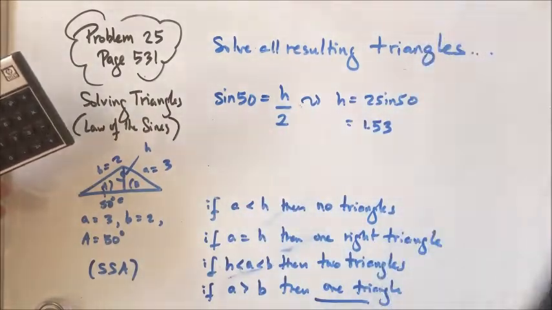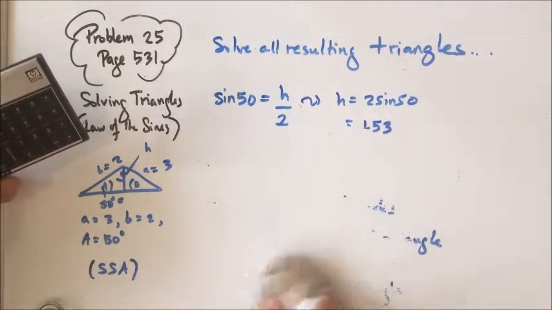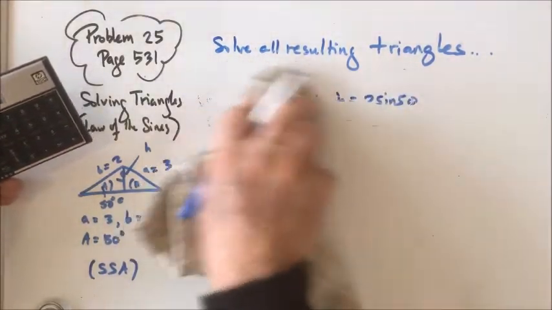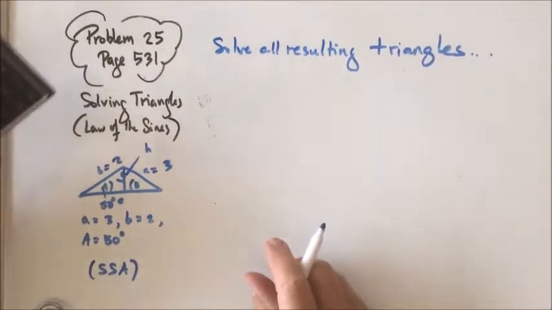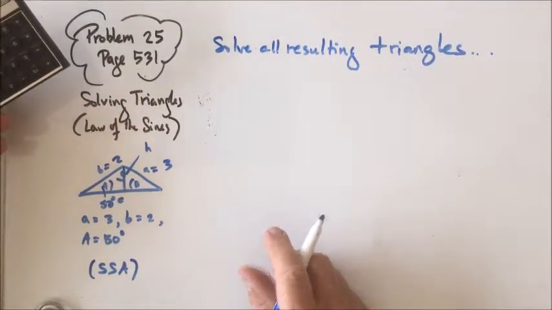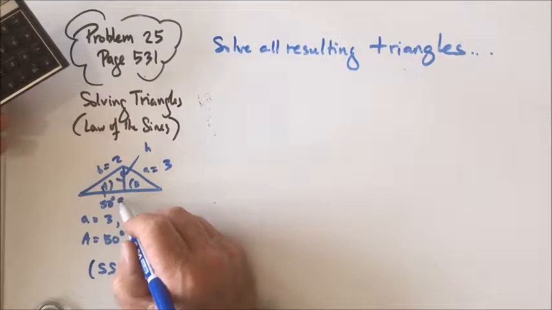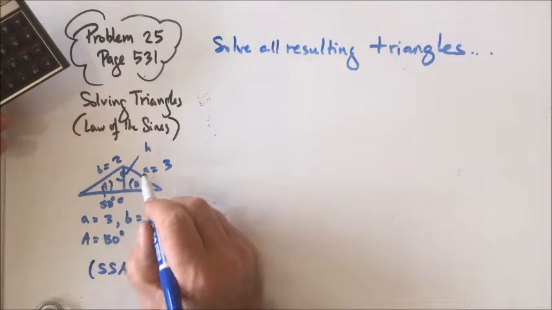And let's go find the triangle. I seem to be a little loquacious this time. I'm not doing this as fast as I would like. So how are we going to solve this particular triangle? We're going to solve it like this.